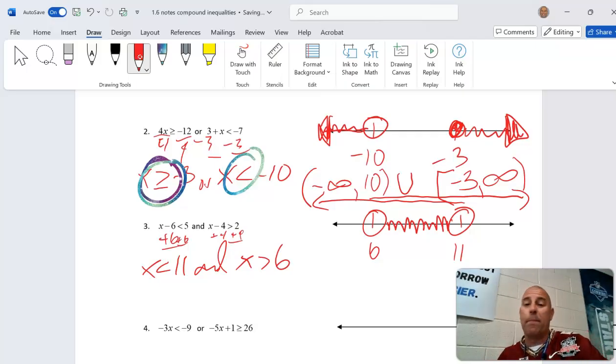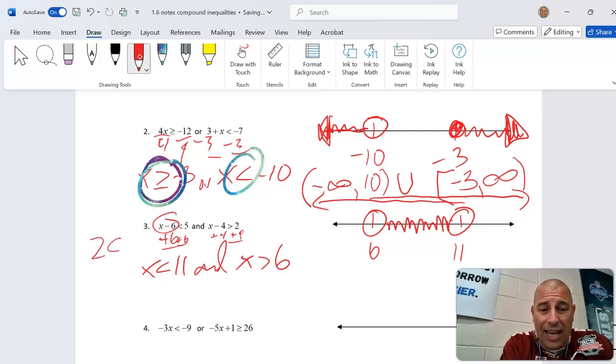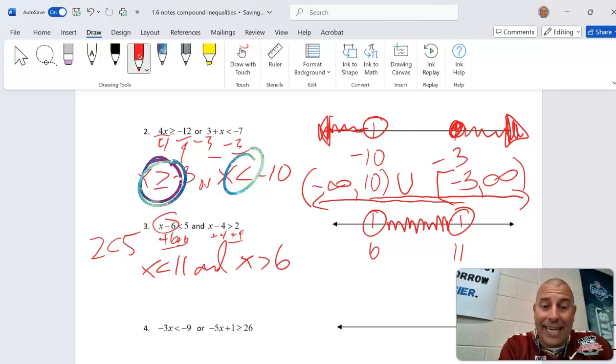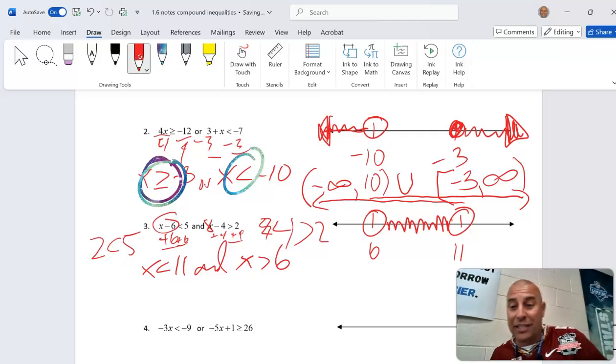And I'm going to choose the number 8. So I can plug it in. 8 minus 6, that's 2. Is 2 less than 5? Yes, it is. Go over the other side, plug in the 8 again. 8 minus 4, well, that's 2. Is 2, I'm sorry, no. 8 minus 4 is 4. Is 4 greater than 2? Yes, it is. So it worked for both of them.